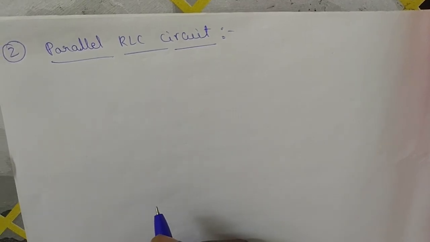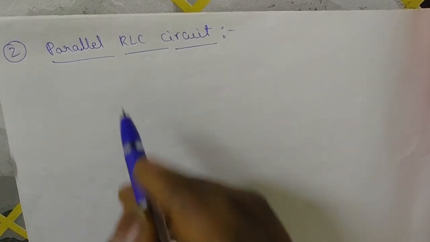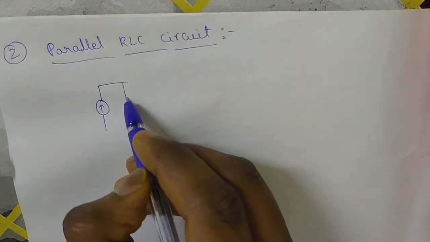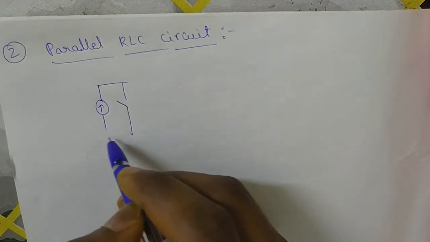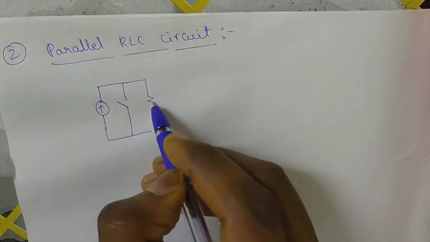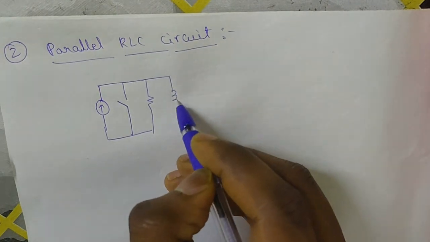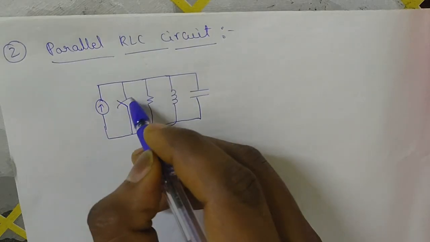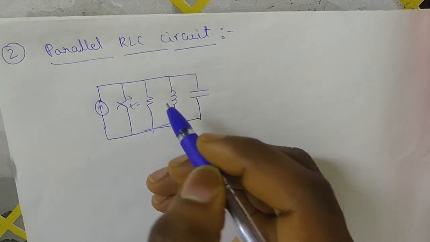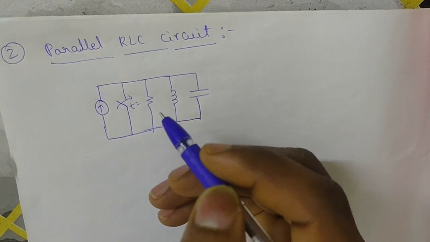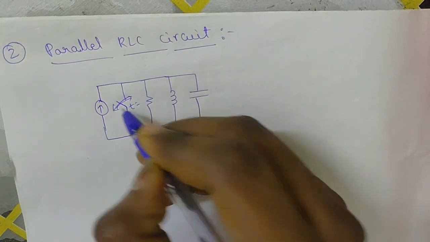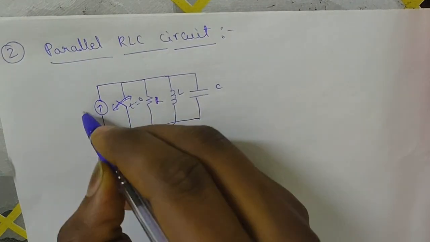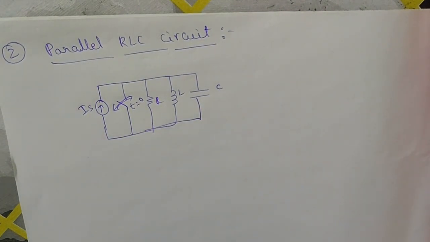Now we are going to discuss the parallel RLC circuit. For this I am taking a current source, a switch in parallel, and a resistor, an inductor and a capacitor, all in parallel. At t equal to 0, the switch is opened. R, L and C. This is the I of S.